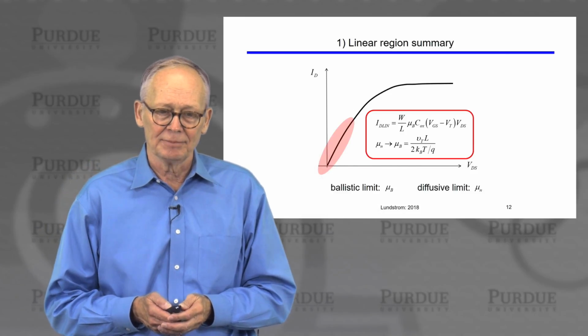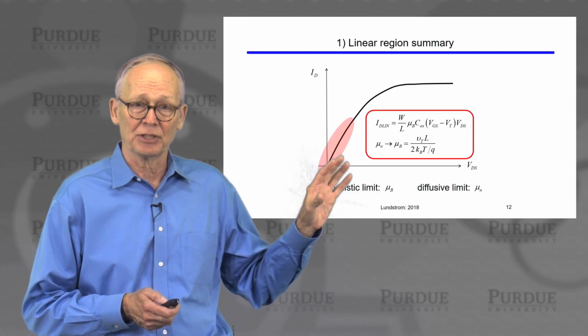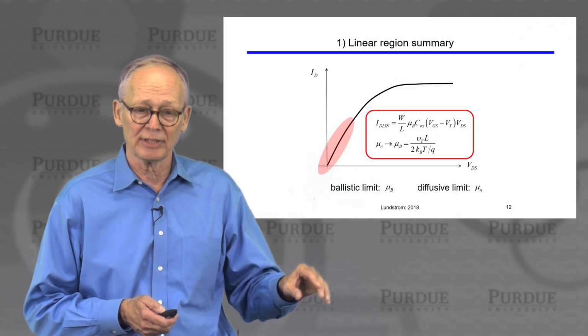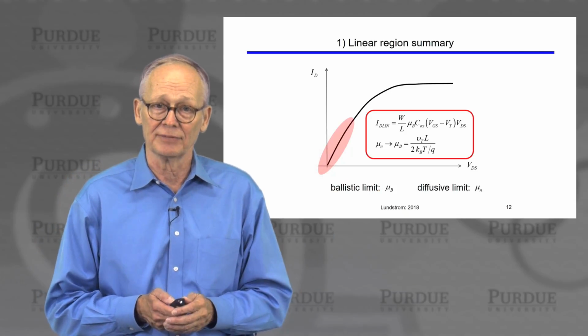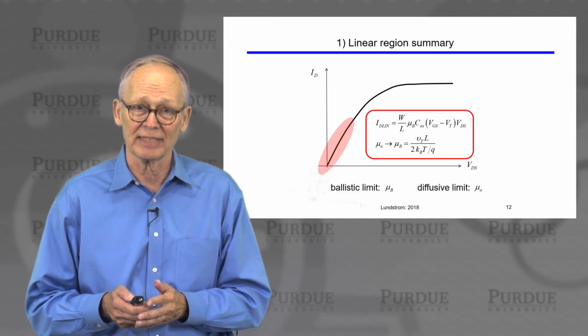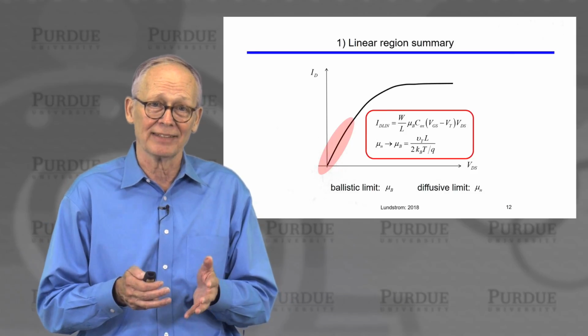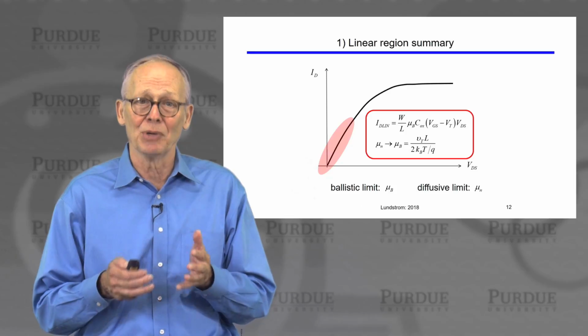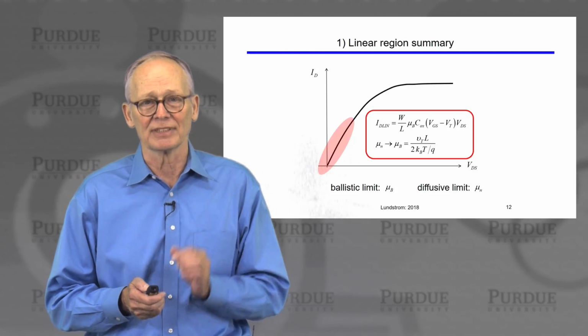Okay. All right. So we know how to treat the ballistic limit. We use the ballistic mobility. We know how to treat the diffusive limit. We use the diffusive mobility. Obviously, we want to treat the in-between region, which is where most transistors operate, and we'll discuss that in the next lecture.